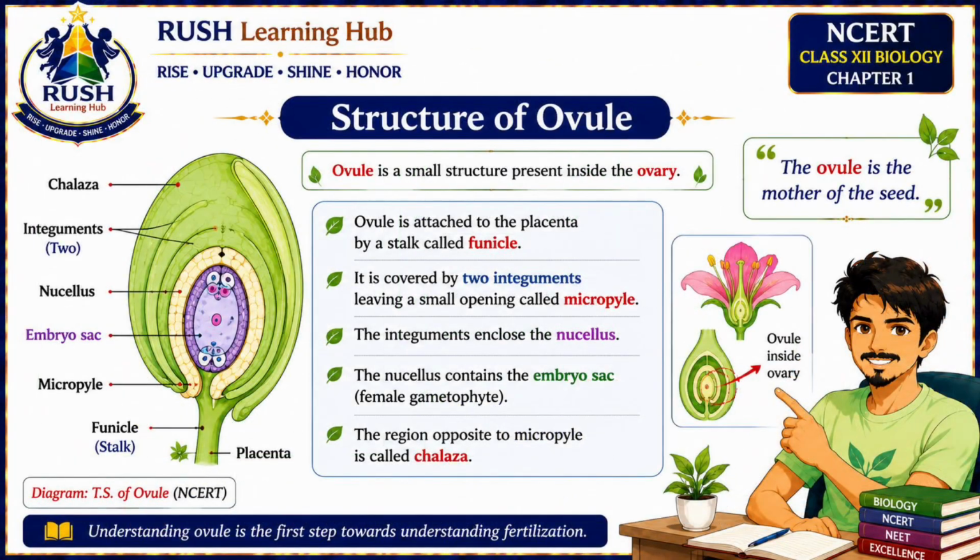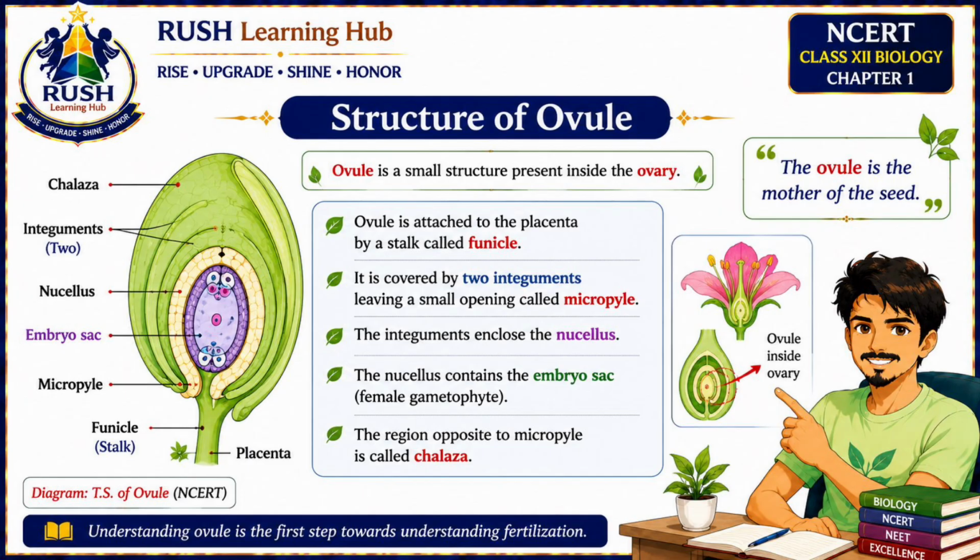Now let us study the structure of the ovule, which is an important part of the female reproductive system in flowering plants. The ovule is a small structure present inside the ovary and is attached to the placenta by a stalk called the funicle. The point where the body of the ovule is attached to the funicle is known as the hilum. A typical angiosperm ovule is surrounded by one or two protective coverings called integuments. These integuments leave a small opening at the tip known as the micropyle. The micropyle serves as the passage through which the pollen tube enters the ovule during fertilization.